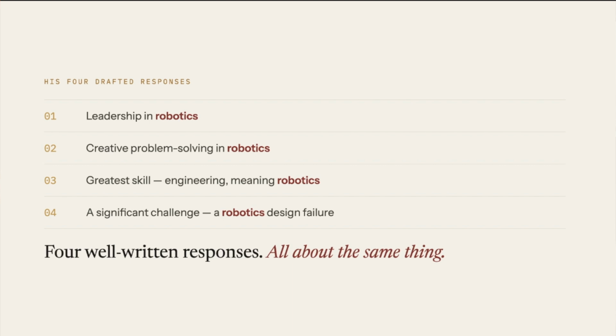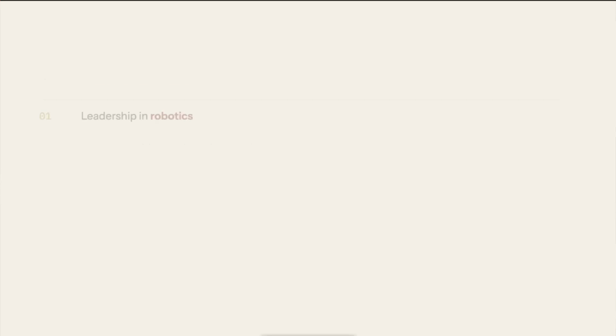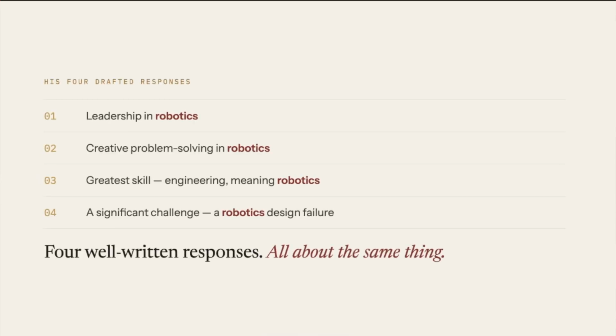Response 1 was about leadership in robotics. Response 2 was about creative problem solving in robotics. Response 3 was about his greatest skill, which he defined as engineering, meaning robotics. Response 4 was about a significant challenge he'd overcome, which was a robotics competition where his team's design failed. 4 well-written responses, all about the same thing. That's the mistake I'm going to walk you through in this video.